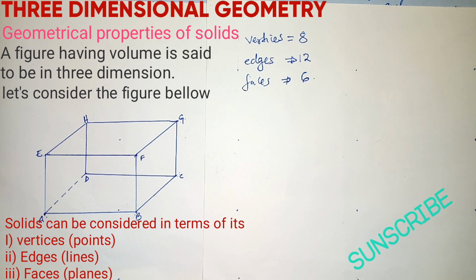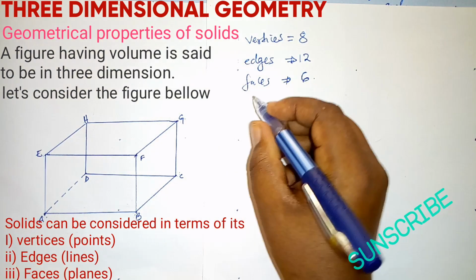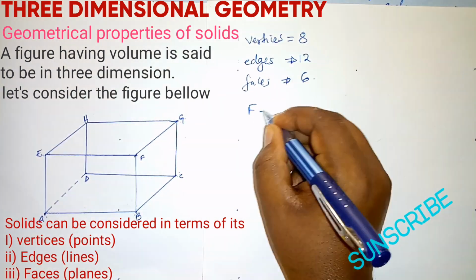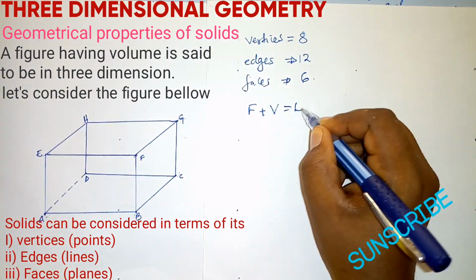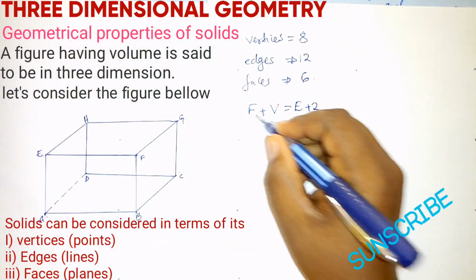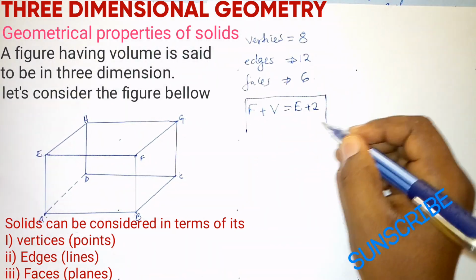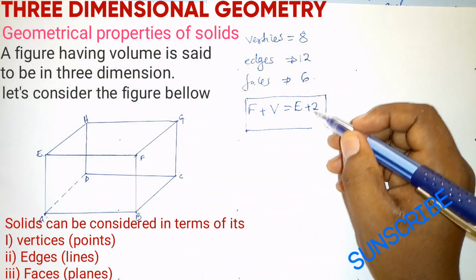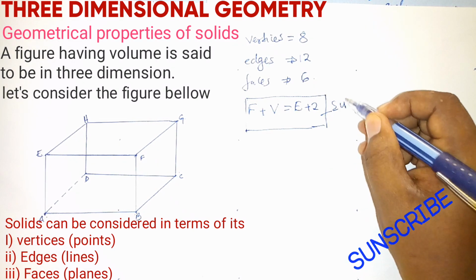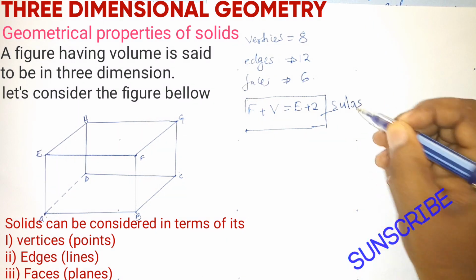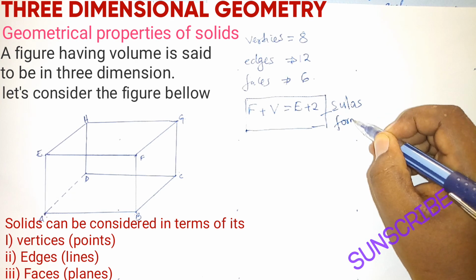There is a formula you can use to find the number of vertices, the number of edges and the number of faces. The formula is faces plus the vertices equals edges plus 2. Edges plus 2. And this formula is called Euler's formula.